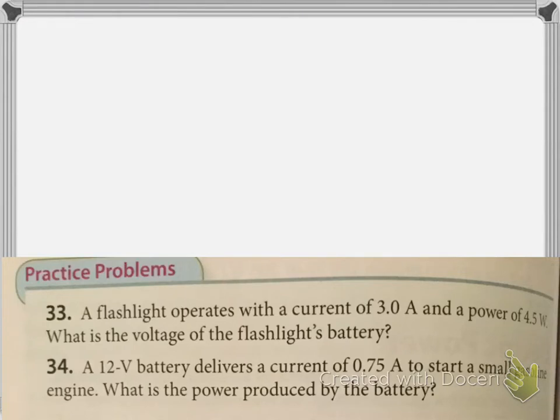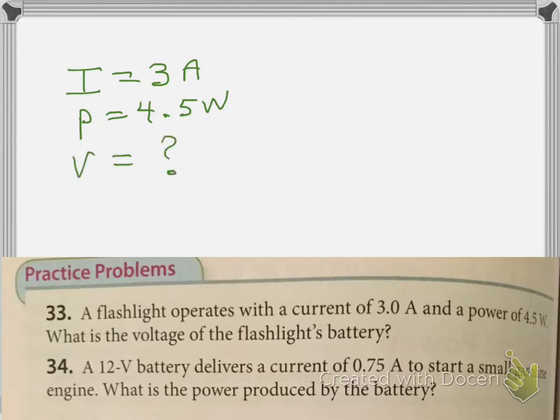It says a flashlight operates with a current of 3 amps and a power of 4.5 watts. What's the voltage? So this time they're giving you current, which is always given in amps. They're giving you power, which is given in watts. And they're asking you to find voltage. All right, so you know I and P, and you want to know V.